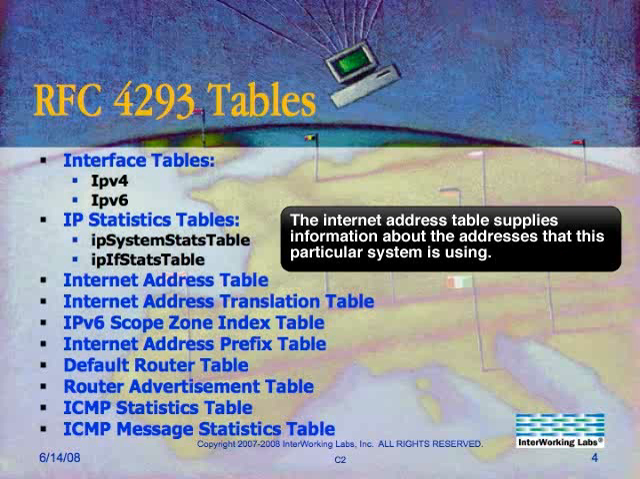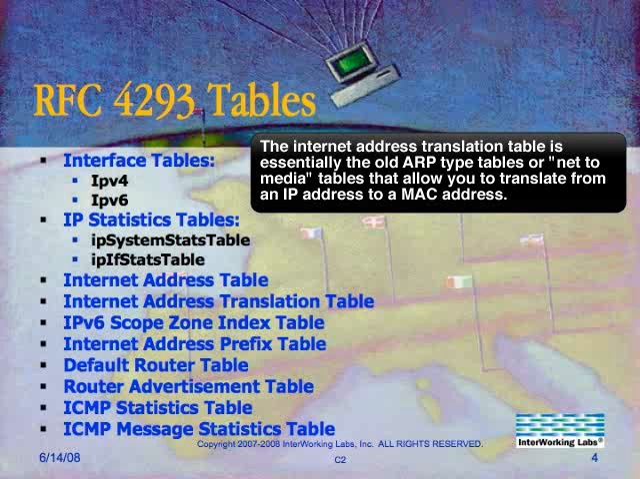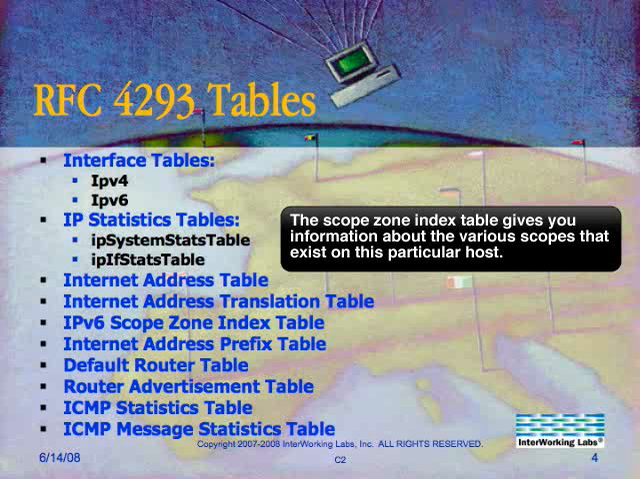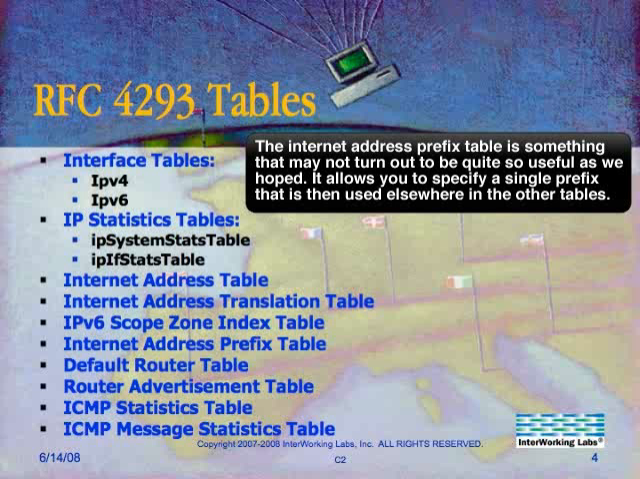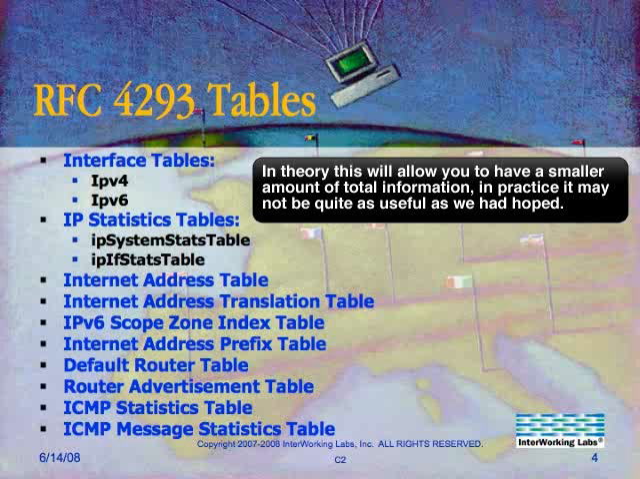The internet address table supplies information about the addresses that this particular system is using. The internet address translation table is essentially the old ARP type tables or net to media tables that allow you to translate from an IP address to a MAC address. The scope zone index table gives you information about the various scopes that exist on this particular host. The internet address prefix table is something that may not turn out to be quite so useful as we had hoped. It allows you to specify a single prefix that is then used elsewhere in the other tables, and in theory will allow you to have a smaller amount of total information. In practice, it may not be quite as useful as we had hoped.